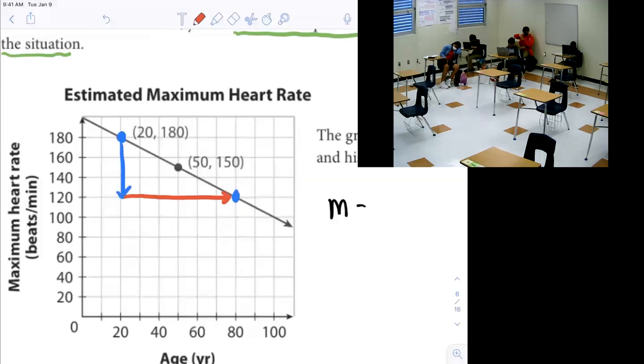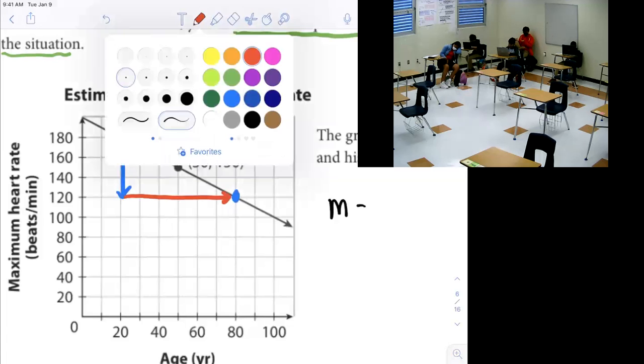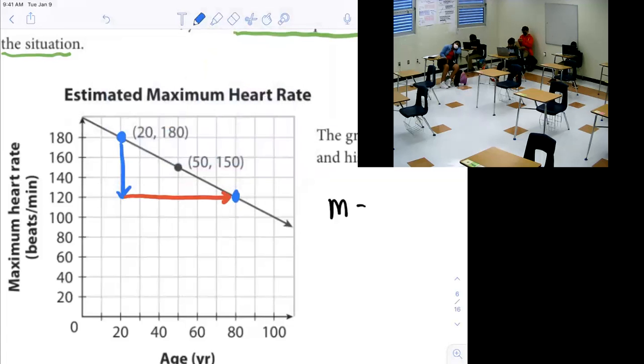By 20s. So my rise, I have to count by 20s. I go down 3 boxes, but if I'm going by 20s, that's 20, 40, 60. And since it's going down, it's going to be negative 60. And then same idea to the right, I have to count the actual units. And this is not going by 20s. What's this going by? Each box.